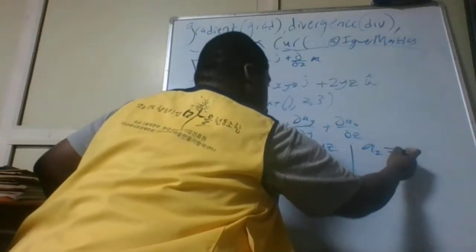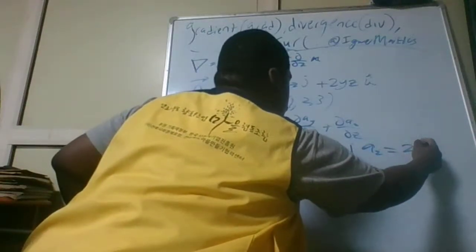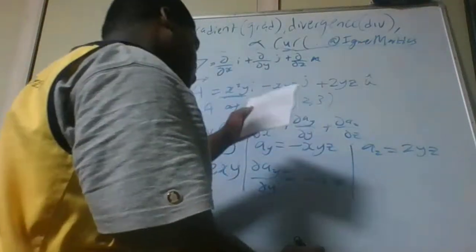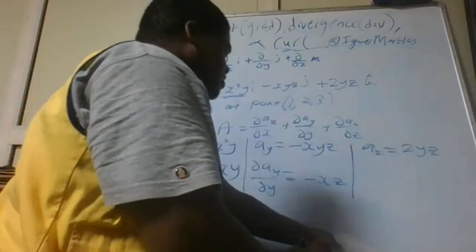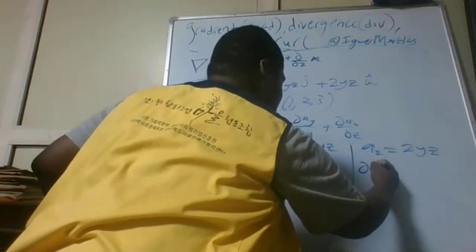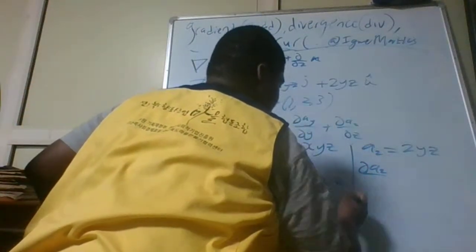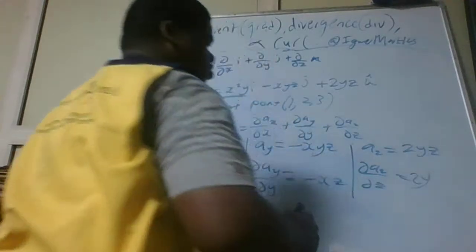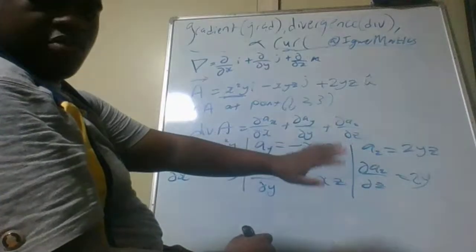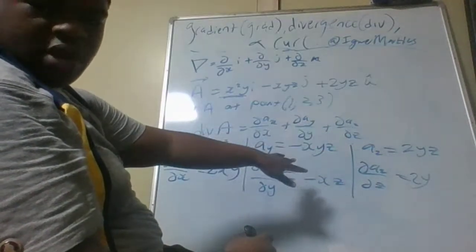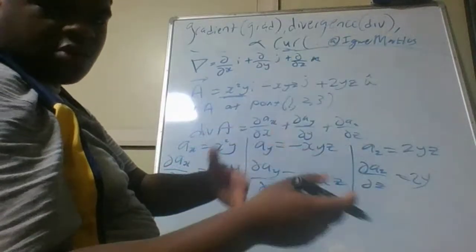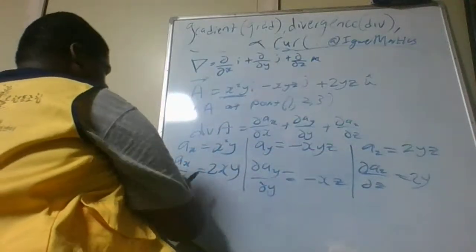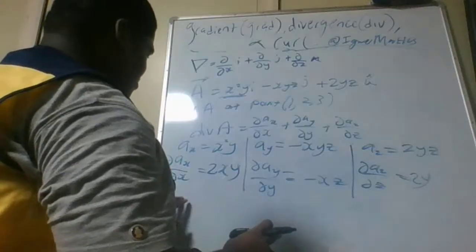A of z is going to be equal to plus 2yz. Yes, plus 2yz. And you partially differentiate the z component of the vector A with respect to z. You're going to have 2y. Because remember, z is the variable, 2y is constant. So you keep 2y constant, differentiate z with respect to z, you're going to have 1. 2y times 1 is 2y. Okay. So you have the partial derivative of A x with respect to x is 2xy.